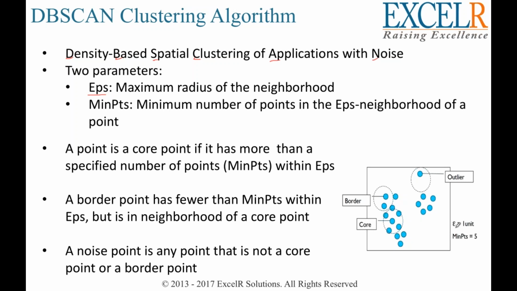Now let us try to understand EPS. Say EPS is 1 unit. Assume that is the radius. So if this is the center point, and 1 centimeter or 1 millimeter or whatever unit you have is your EPS, then you simply draw a circle of 1 unit radius. So the radius of this circle is 1 unit.